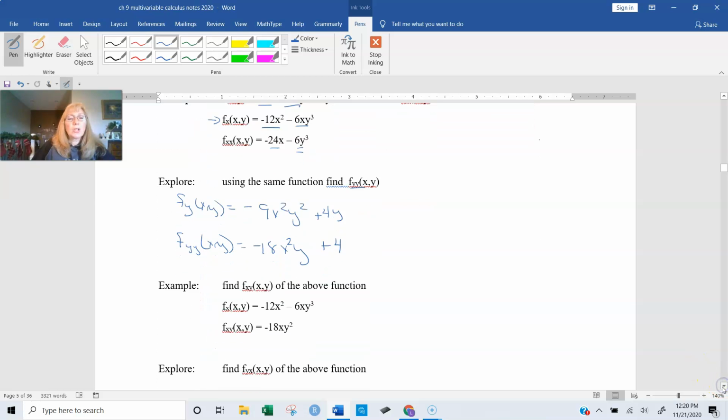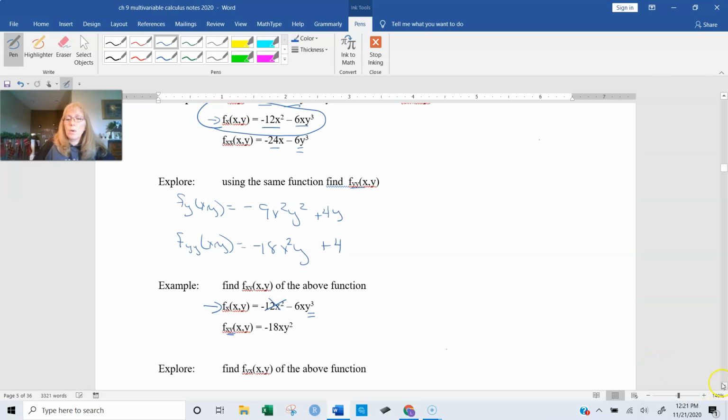Now, same function, but we're going to do x then y. So you're taking this one here that you just did, f_x, which is where this came from. Now you're going to take that derivative with respect to y. Well, this time this one has no y, so it disappears. And you do this with respect to y, giving us the negative 18xy squared.